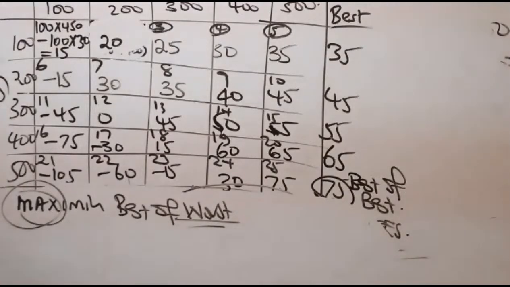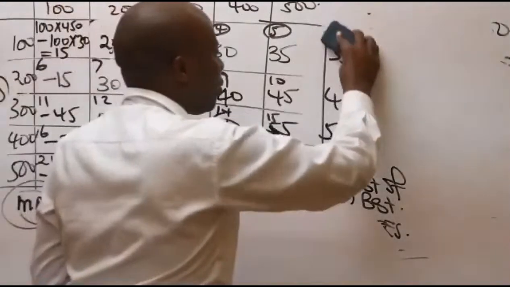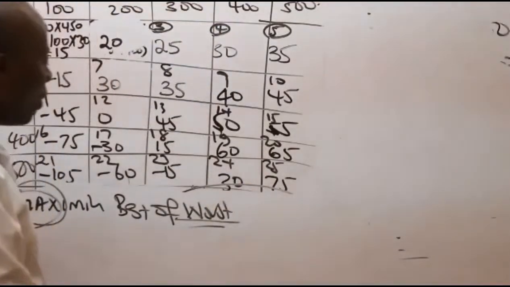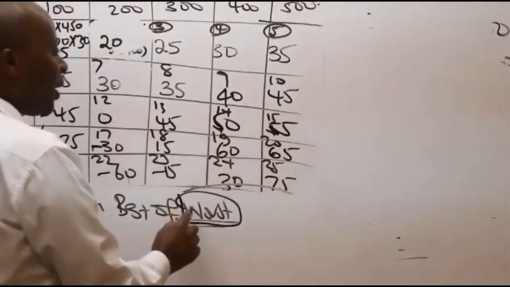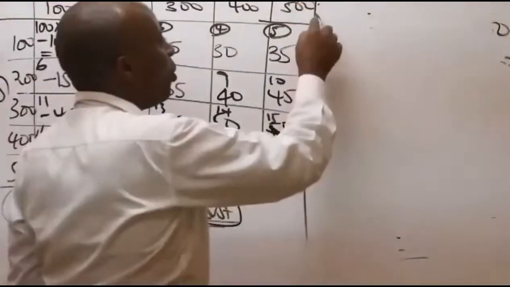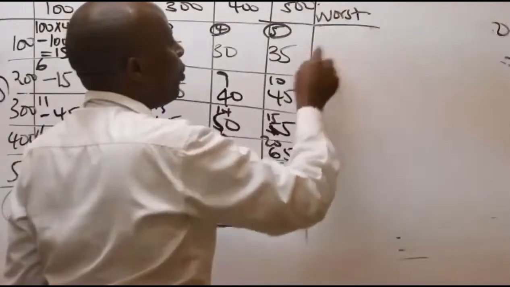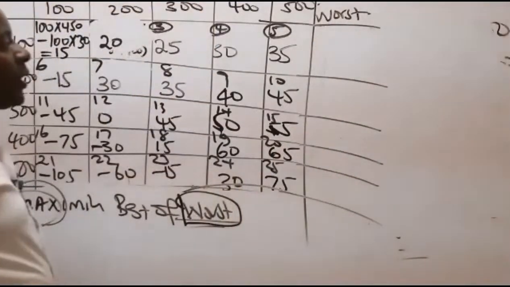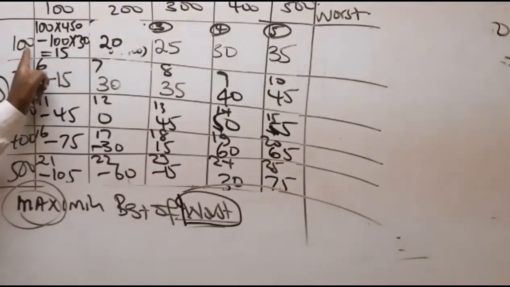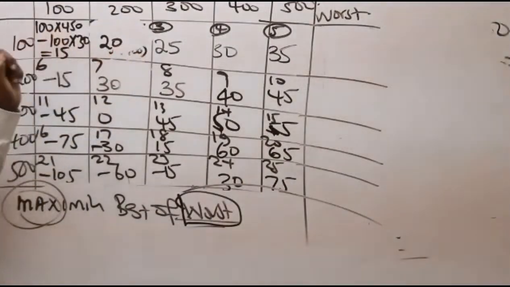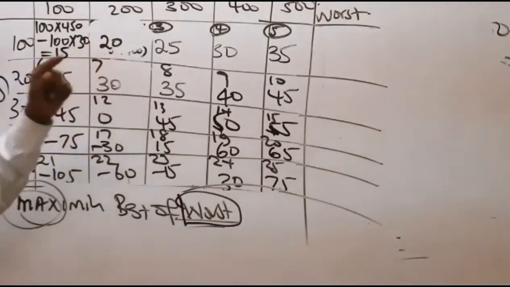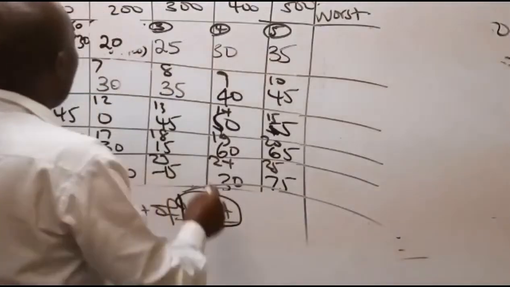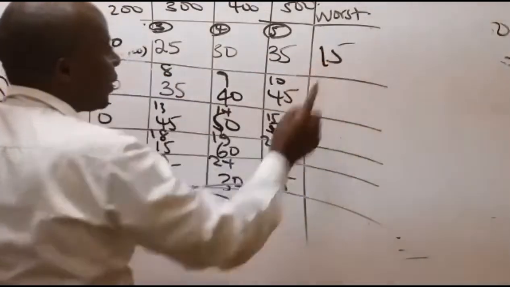And then, ladies and gentlemen, what I'm supposed to do is create a column here for worst. So we need to start with worst. For worst, we are going to each row, each alternative, selecting the worst profit, which will be the lowest profit. The worst profit here is negative 15, the very lowest.